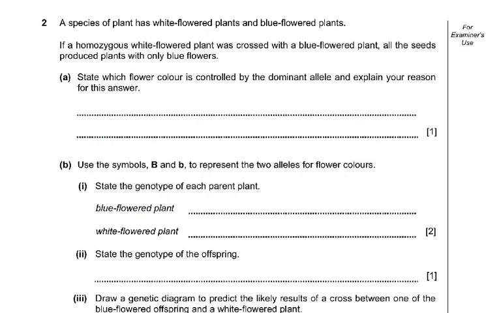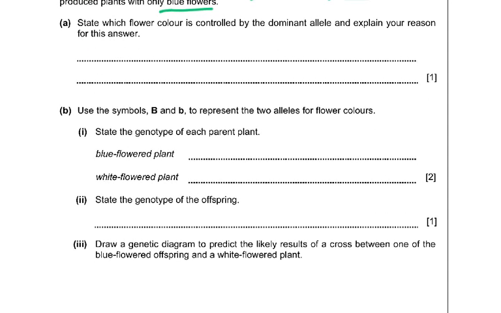Okay, now we read through this question, and I won't attempt at doing it. I'll just read through it, and you can all have a look at it and try to do it yourself before you look at the video. A species of plant has white flowered plants and blue flowered plants. If a homozygous white plant was crossed with a blue plant, all the seeds produced only blue flowers. State which flower color is controlled by the dominant allele and explain your reason for the answer. Use the symbol big B, small b to represent the two alleles for flower colors.